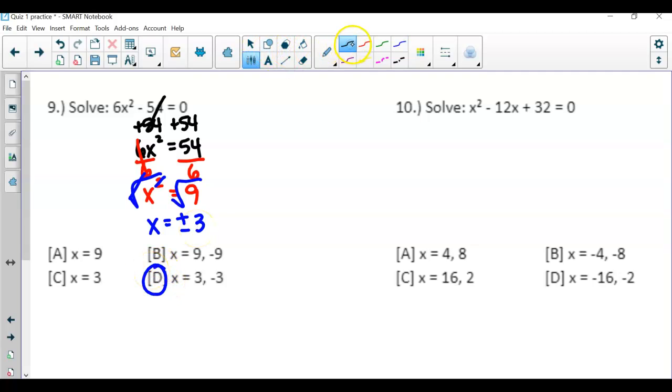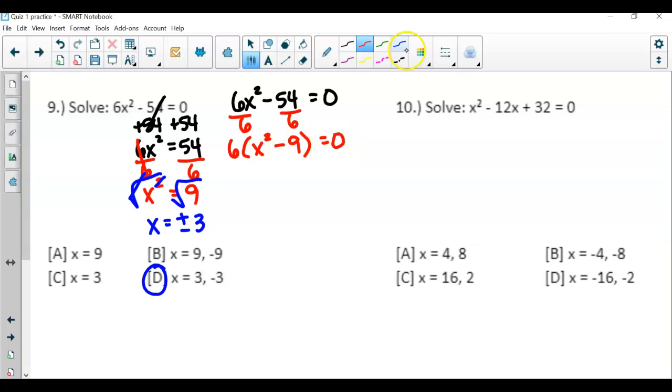Now, let's say for those who maybe want to solve by factoring, right? So first off, do we have a GCF? Yes. I can factor out 6. So I can divide both terms by 6. So 6 times x squared minus 9 is equal to 0. Now notice we do have a difference of two perfect squares, right? So here I've got 6 times x plus 3 times x minus 3 is equal to 0.